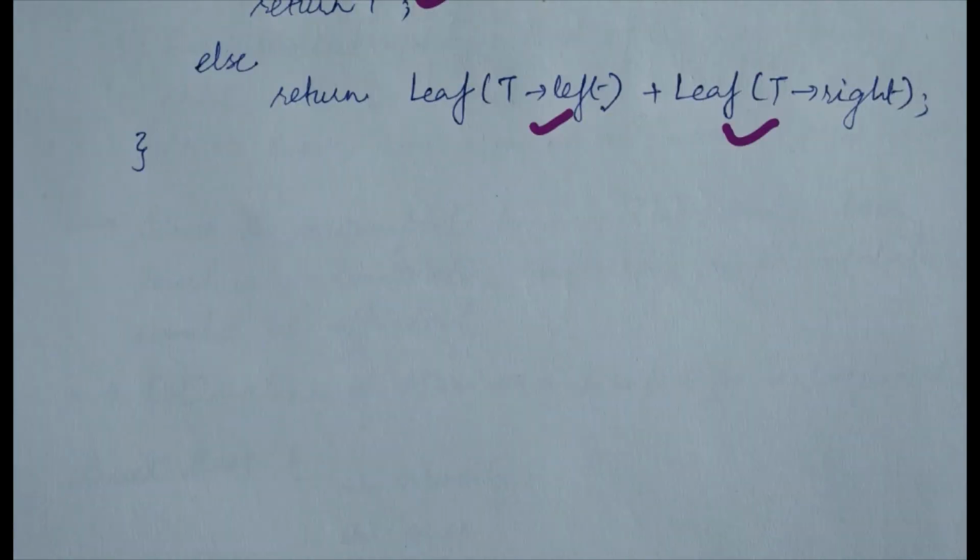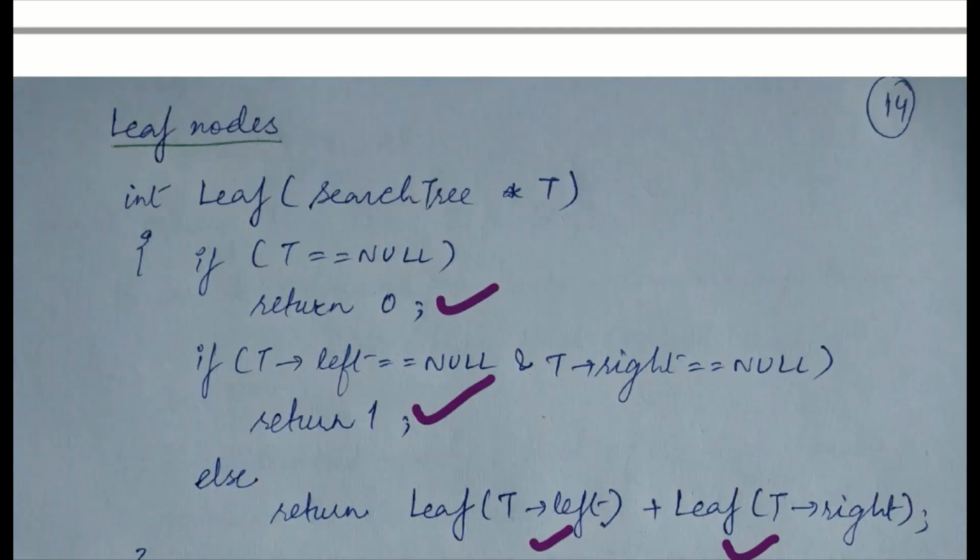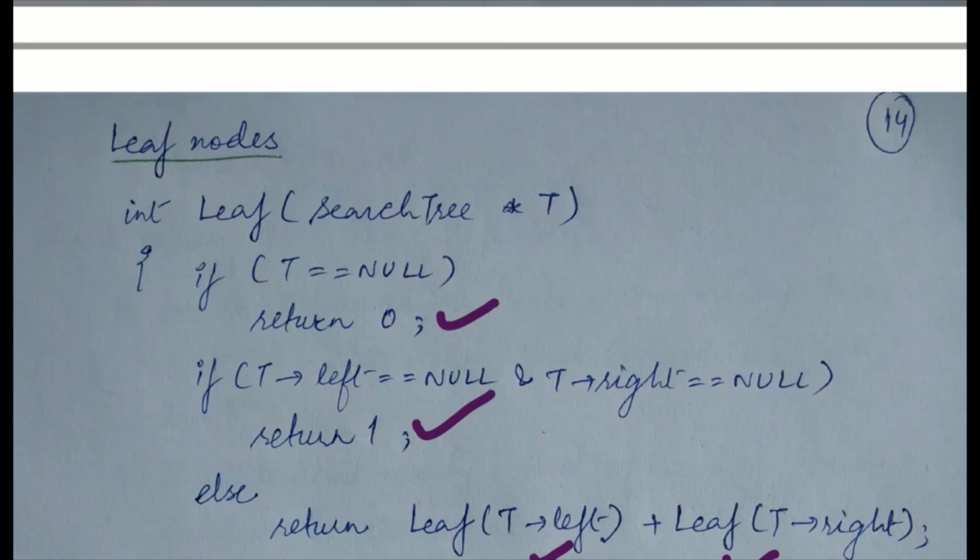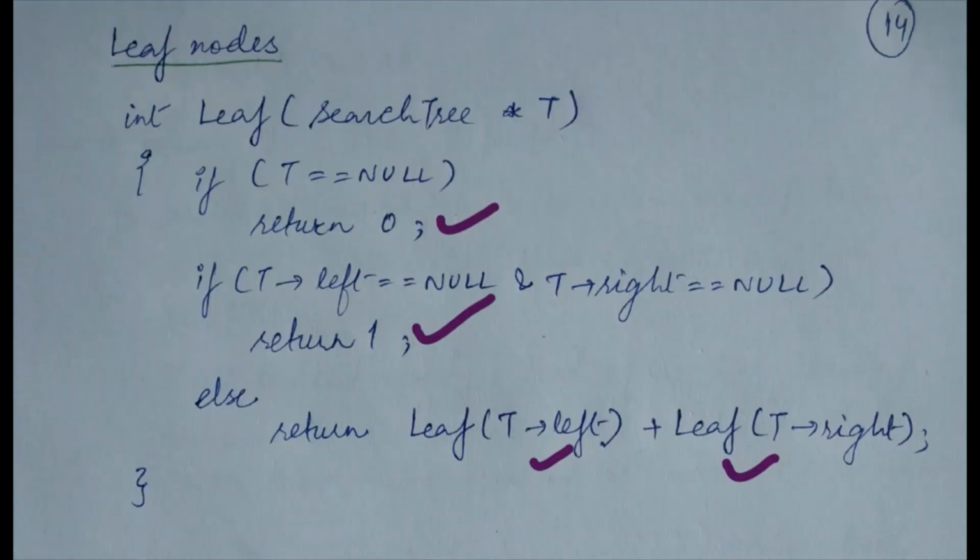So there are many more functions you can write for binary search trees. You can count the number of internal nodes. So you know internal node is one which has at least one child. So I haven't done that. So you count a node only if it has a child. 1, 2. But if it has zero children, then you don't count it. Okay, so I'll leave that one as an exercise for you.